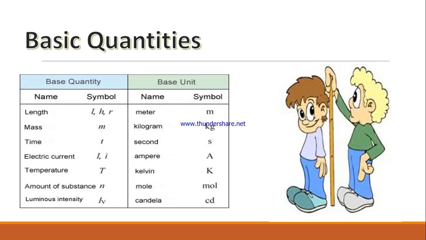And so, basic quantities, there's a couple of them that you need to know. Length, mass, time, electric current, temperature. Those are the main ones. You also can have amount of substance, which is used in chemistry a lot, and luminous intensity, which I have not seen a lot.